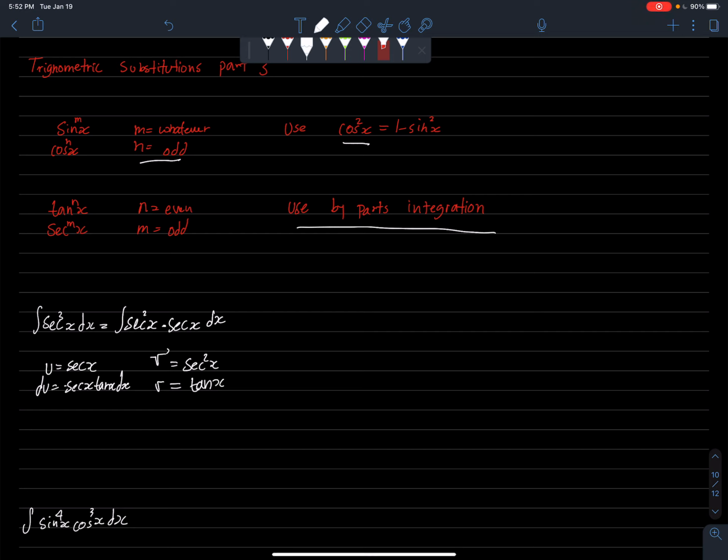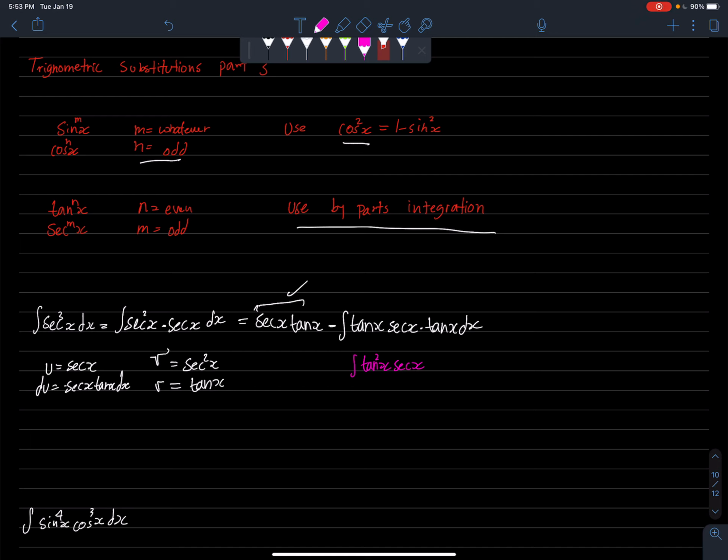So now let's do our thing. We have u times v, which is going to be secant x tan x, minus the integral of v, which is tan x, times du, so secant x times tan x dx. Okay, so this part is good. Now we're left with this integral. So how do we solve the integral of tan squared x secant x?